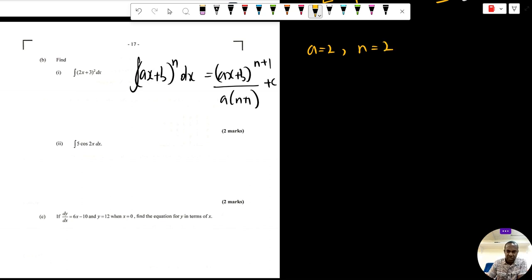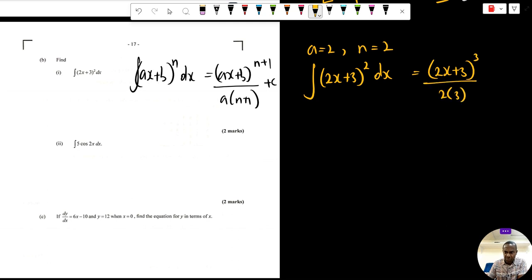And so we can therefore say that the integral of (2x + 3)² dx is equal to (2x + 3)³ over 2 times 3, plus our integration constant c. So this gives us (2x + 3)³ over 6 plus our integration constant c. All right? So that was part 1 of B.